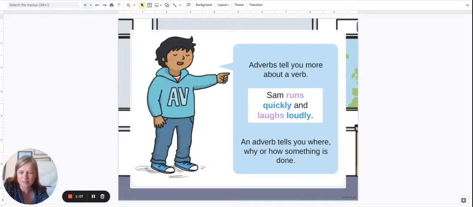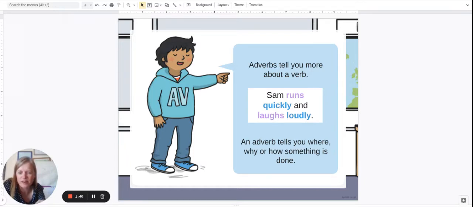So let's start by recapping what is an adverb. An adverb tells us more about the verb. So if we remember that a verb is a doing word, we find the doing word in the sentence, and then our adverb gives us some more information about what the person is doing in relation to that verb. It tells you why, where, or how something is done. So Sam runs quickly and laughs loudly.